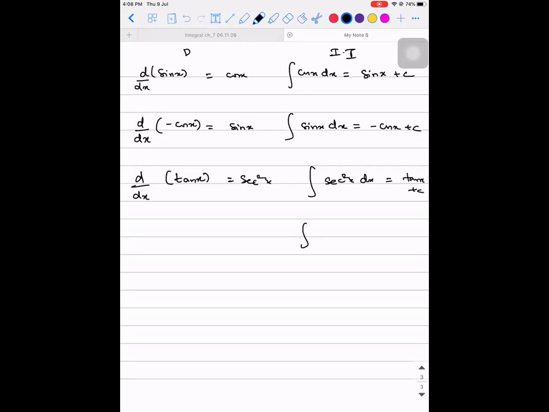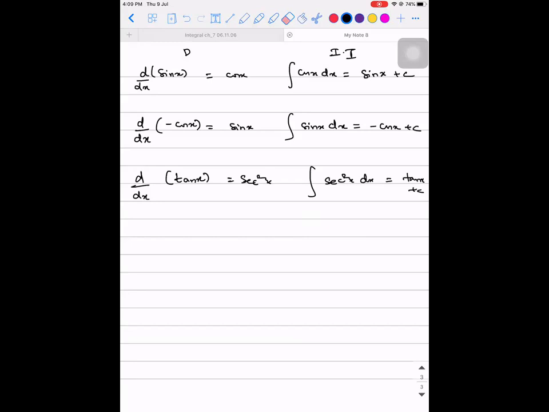Next. So what do you think will be the integral of tan x dx? Secant x tan x plus c. Sorry? Secant x tan x plus c. No. What you're saying is what? Derivative of which function is tan x? You try to revisit everything. Integral of secant square x is tan x. I'm asking, derivative of which function is tan x.